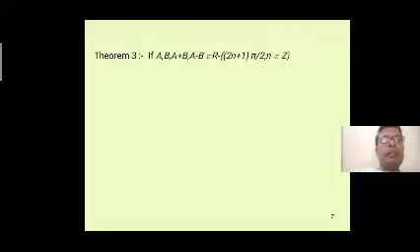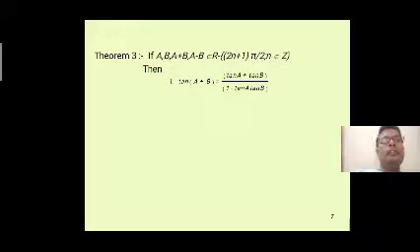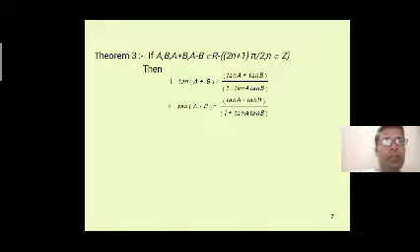The next one: if a, b, a plus b, a minus b belong to R minus (2n plus 1) into pi by 2 for all n belongs to Z, then tan of a plus b equals tan a plus tan b divided by 1 minus tan a into tan b. Tan of a minus b equals tan a minus tan b divided by 1 plus tan a into tan b.